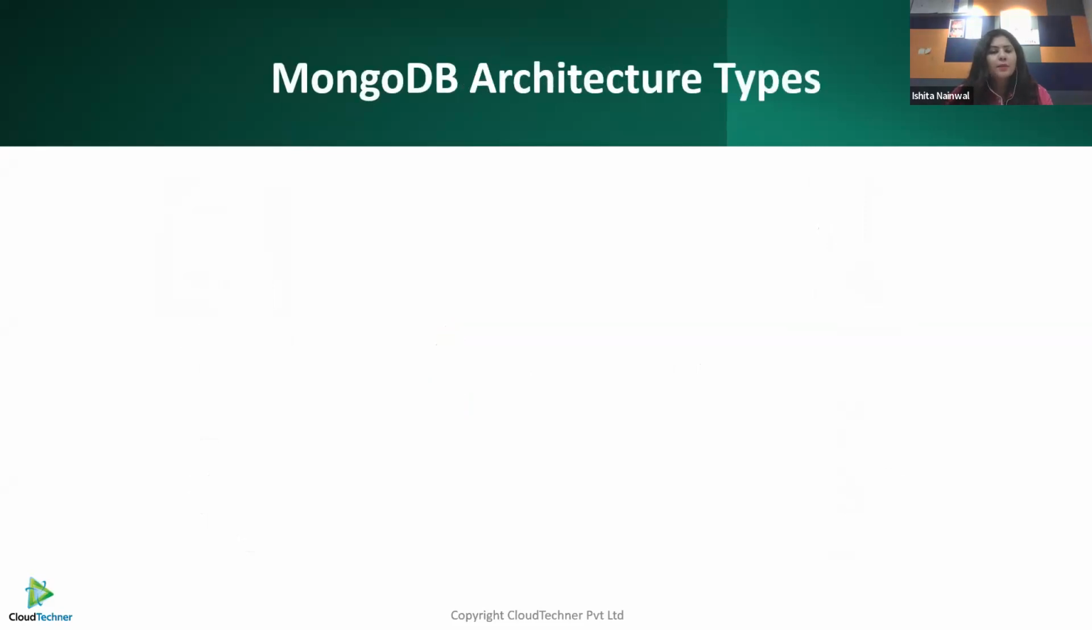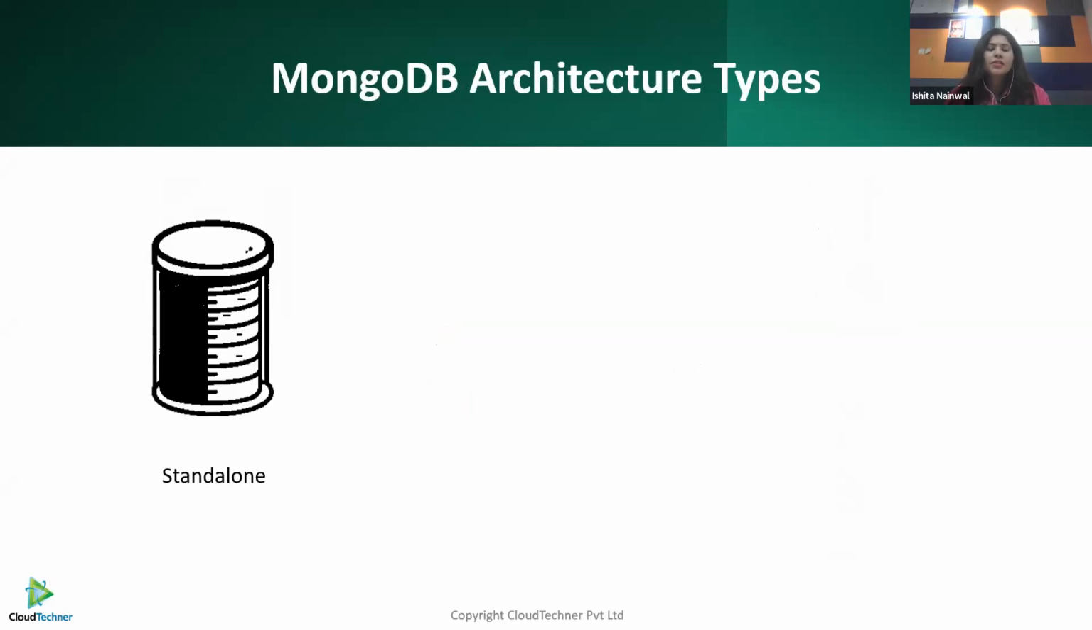Moving forward, let me introduce you all to the architecture types of the database MongoDB. So the first one is the standalone type. Now, what is a standalone type? A MongoDB instance is a single database server that runs on a single machine. Talking about the standalone type, it's a very simple and straightforward setup, and is often used for development and testing environments. Now, why in development and testing environments? Because very high availability and scalability is not required there.